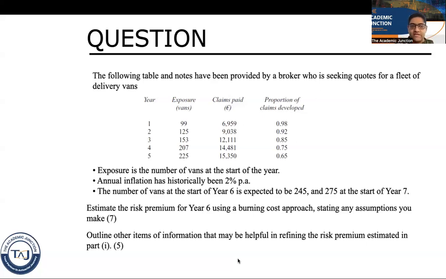So first question, I'm not going to time it. I'm giving you 10 to 15 minutes. If you want more after 15 minutes, I can give it to you as well. Not an issue, right? So read through the question and estimate the risk premium. Do you have any questions before you start?